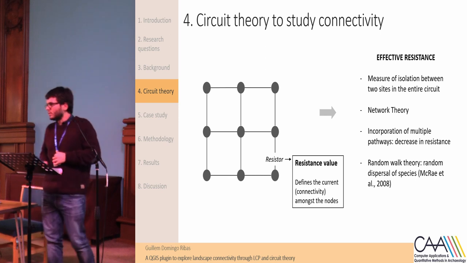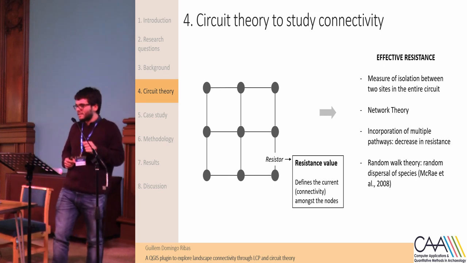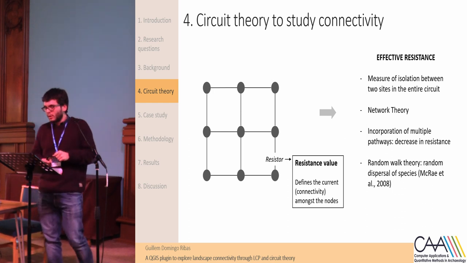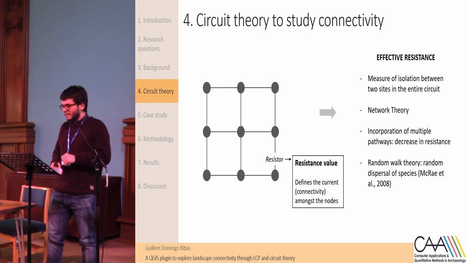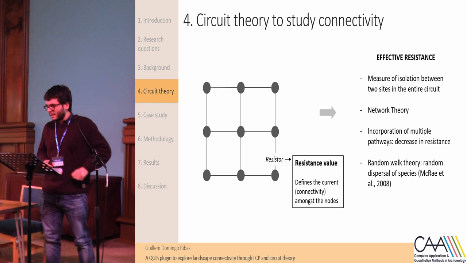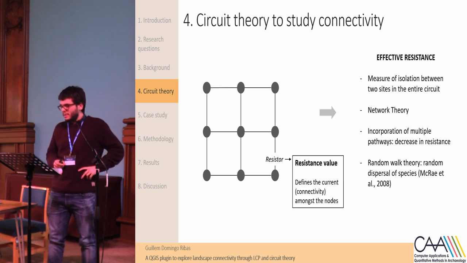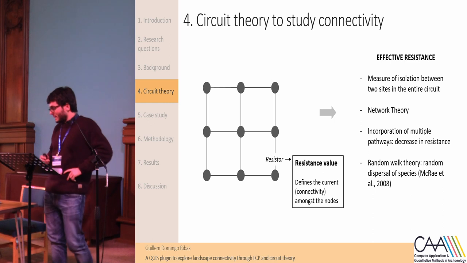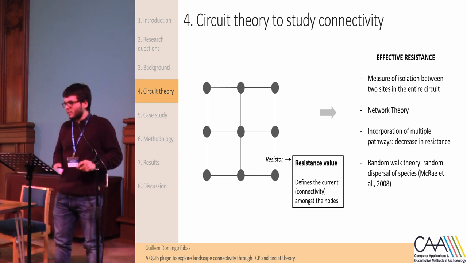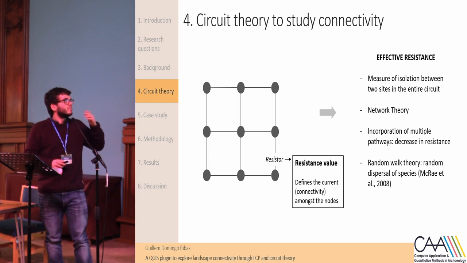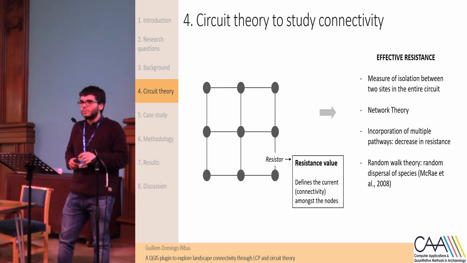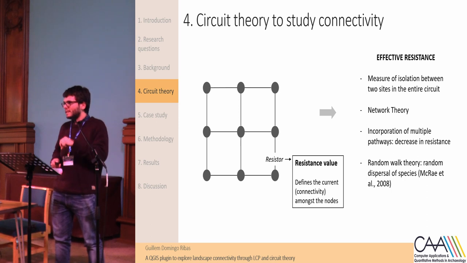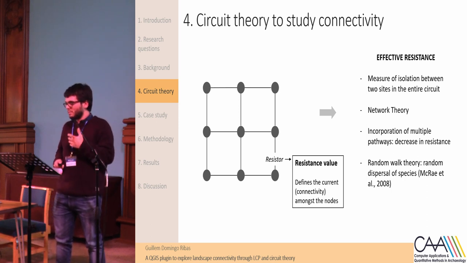The connection between the nodes, some of which are sites in the landscape, will depend on the effective resistance or resistance distance, which works as a measure of isolation of the archaeological settlement. Thanks to network theory, it is possible to quantify the connectivity between the nodes due to the presence of various paths. The key point is the incorporation of multiple pathways between the nodes. As more pathways are attached to a site, the isolation of that particular site decreases. And moreover, thanks to random walk theory, it is possible to consider that a point in the landscape can be visited more than once.